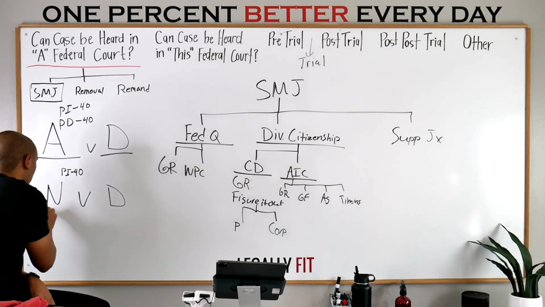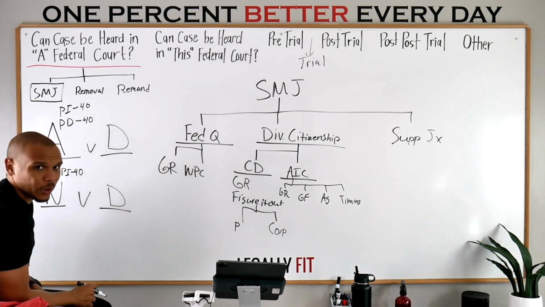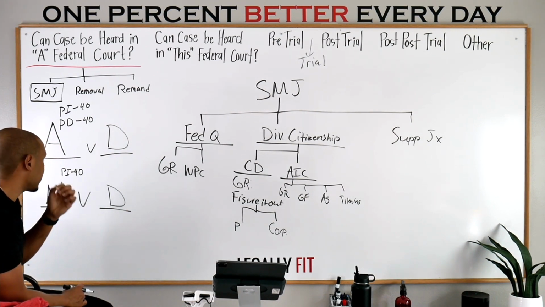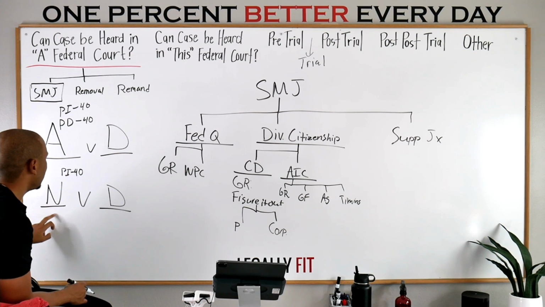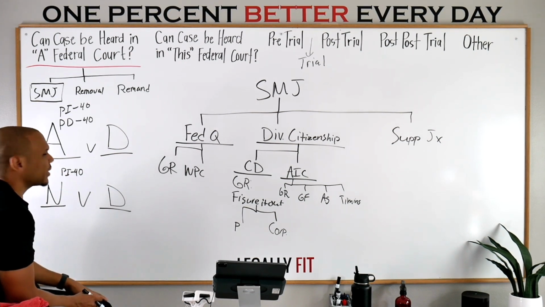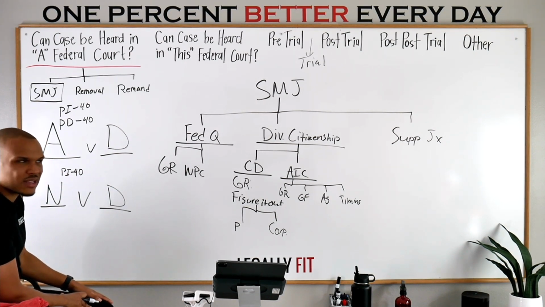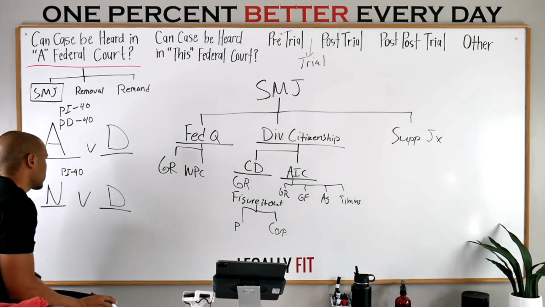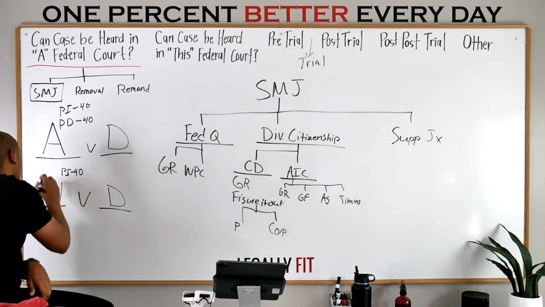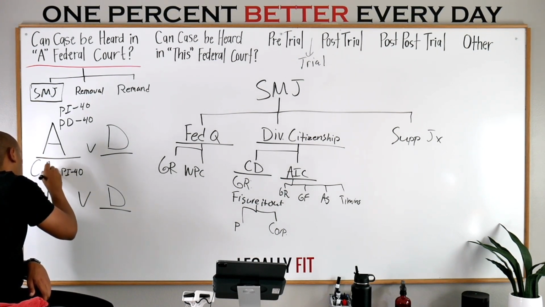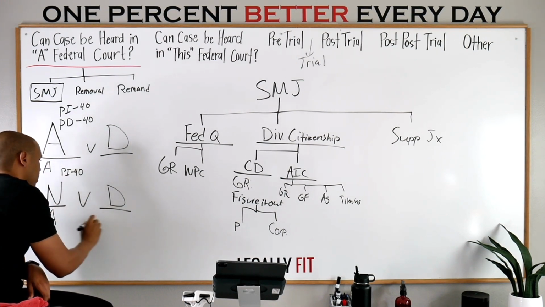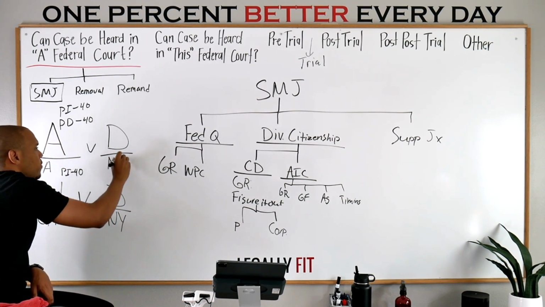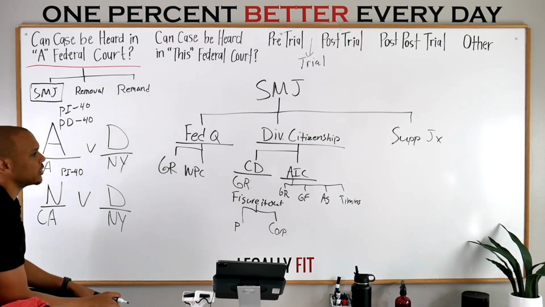Okay, so for these questions, you got to go ahead and separate the parties out into separate lawsuits. All right, so you have A versus D, and you have N versus D. Can you tell me, Esteban, what was the citizenship of each party? Allison and Nicole are from California, and Dante is from New York. Perfect. So do we have complete diversity? Yes.